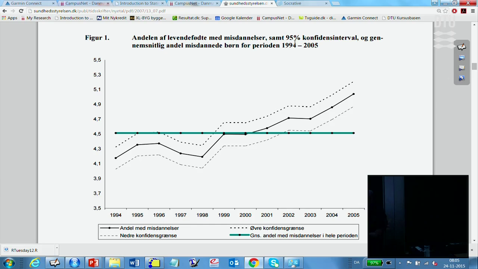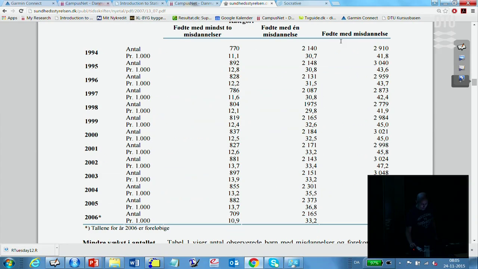So what have we done? We have looked at all the newborns in Denmark, which was 30, 40,000, 70,000. I don't remember the number. We can have a look at that later. But then we have counted that in 1994, 2,910 living newborns had malformations in Denmark, corresponding to a percentage of 4.18. This is per mil. So percentage 4.18. Then we have the percentages as we go along over the years.